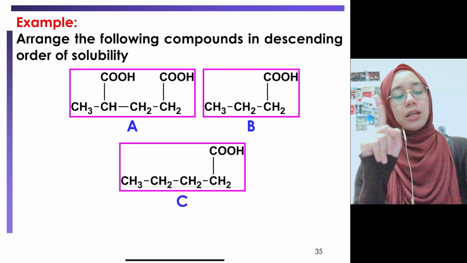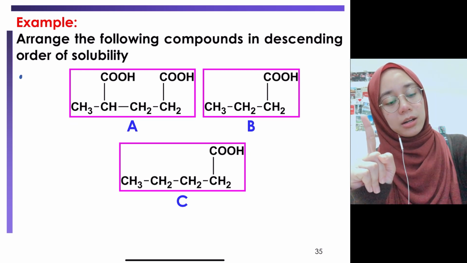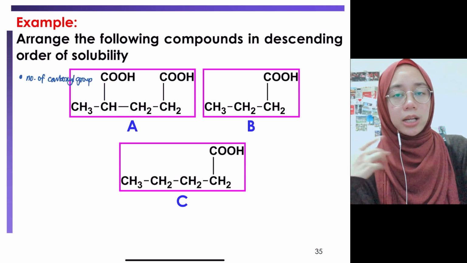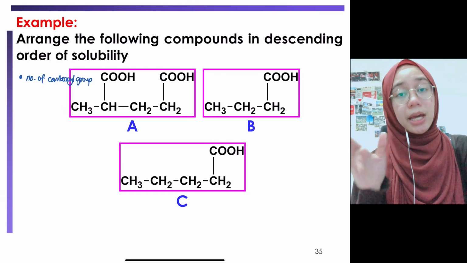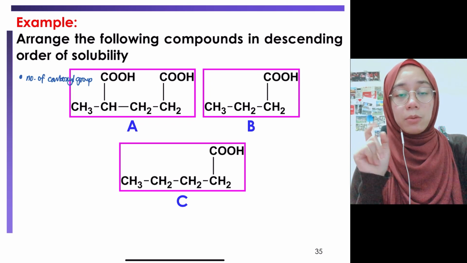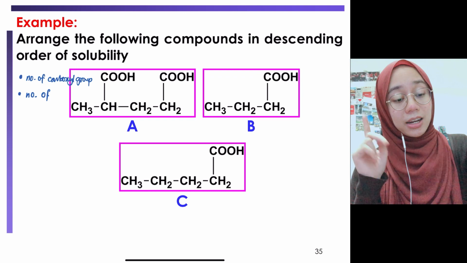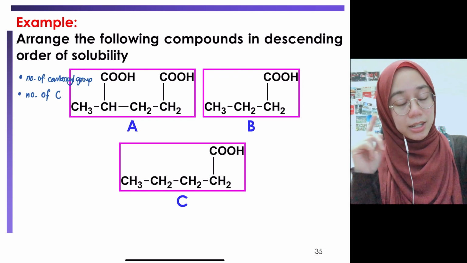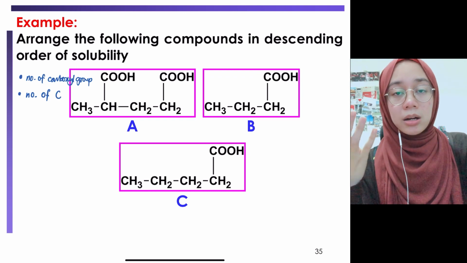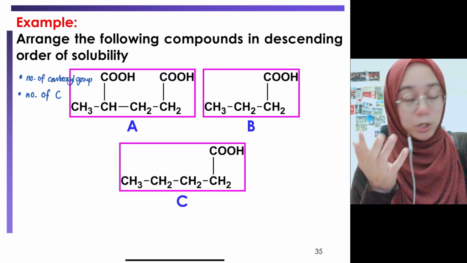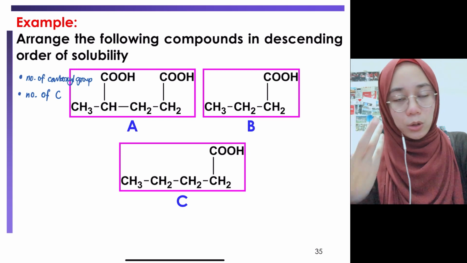Okay, first thing yang kita kena tengok adalah number of carboxyl group. Okay, so kat sini kalau lagi banyak, lagi soluble. Okay, tapi if number of carboxyl group dia sama banyak, and then barulah kita pergi kepada the second one. What is it? That is number of carbon. Okay, so kalau lagi banyak carbon pula, bermaksud lagi besar hydrophobic area, bermaksud lagi soluble ke tidak? No, dia jadi less soluble then.